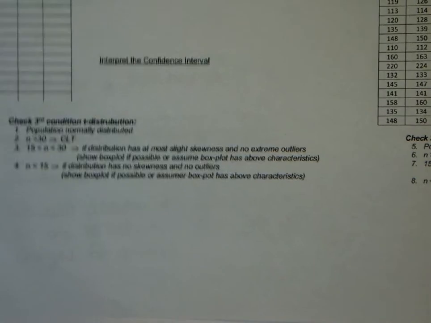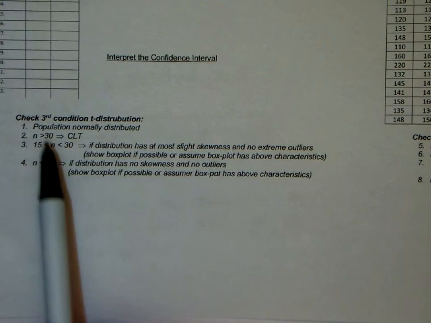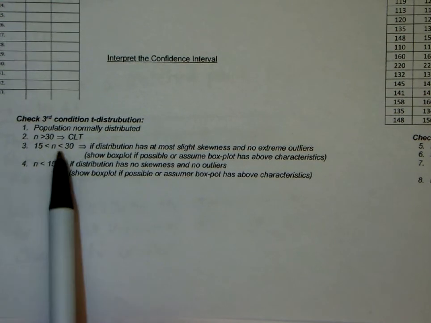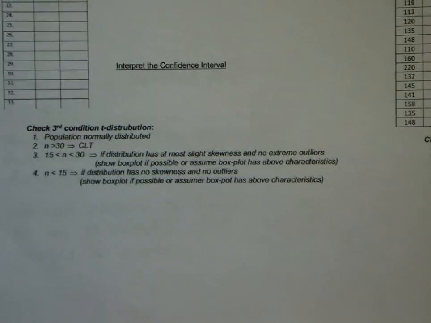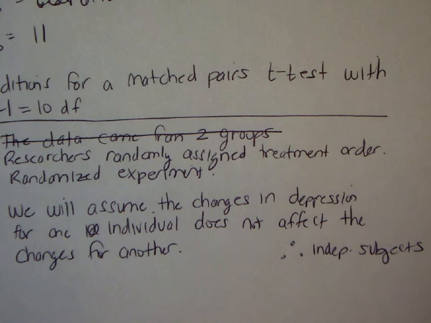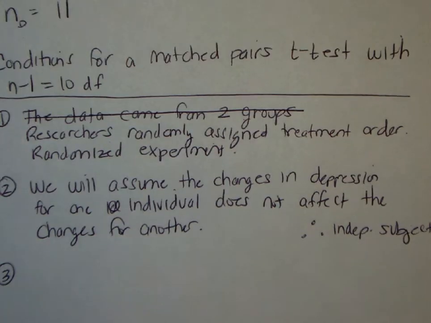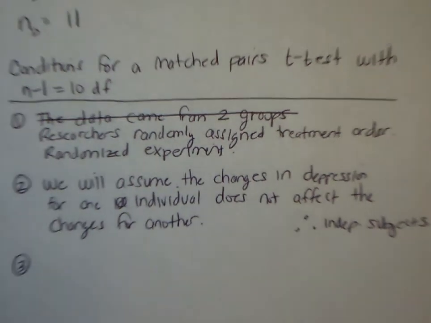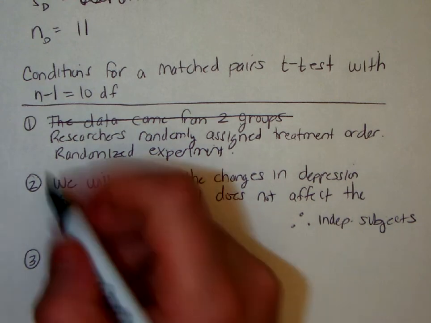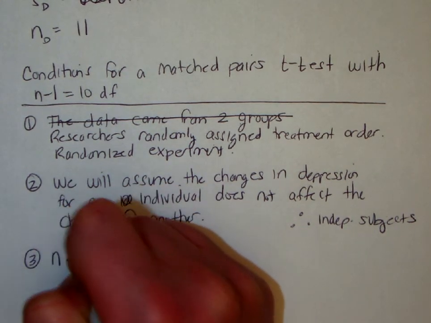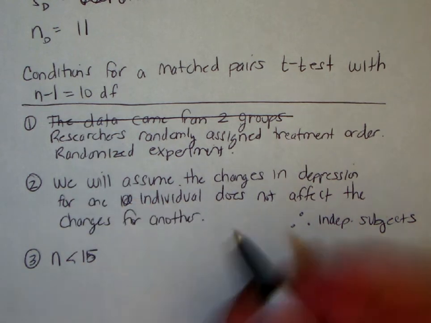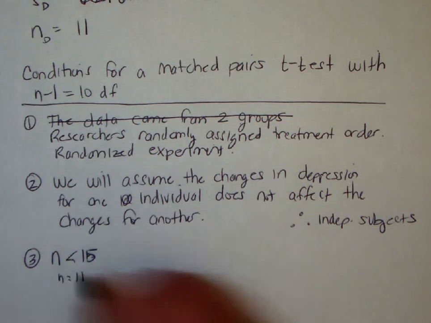Okay, we go through the conditions again. We hope n is greater than 30. It's not. Is n between 15 and 30? No. Well, okay, we're here at n is less than 15. So that's the one we're going to use. So I'm going to say, n is less than 15, where n is equal to 11.